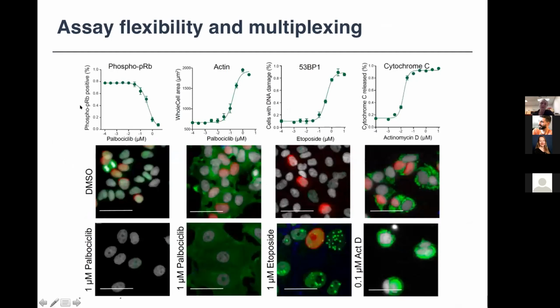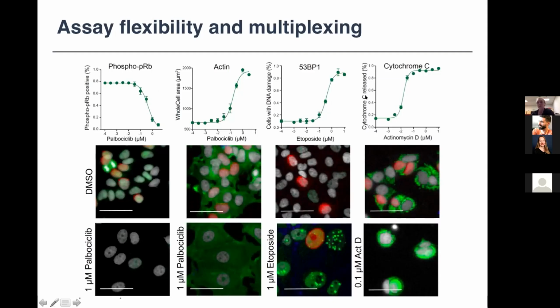The assay is flexible, and so I presented the assay the way that we conceived it initially, which includes a phosphohistone H3 marker to give confidence in the M phase population of the cell cycle. But if the biology you're interested in is different, that antibody can be swapped out for anything else.